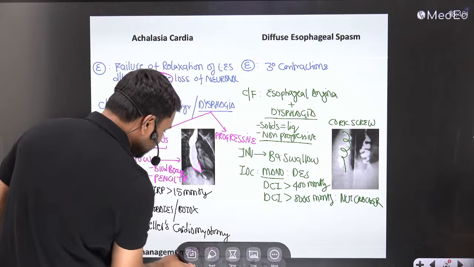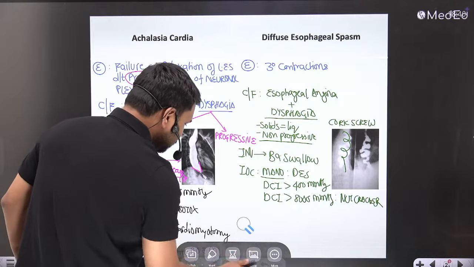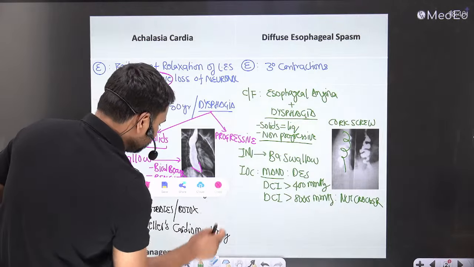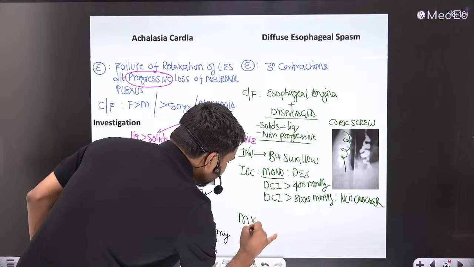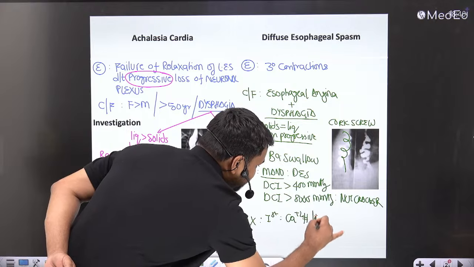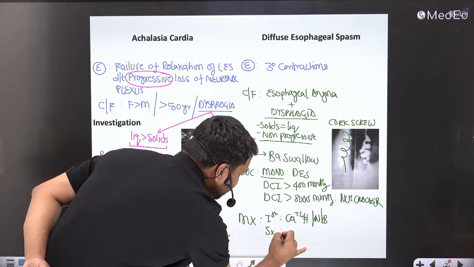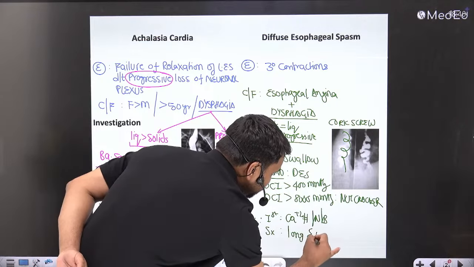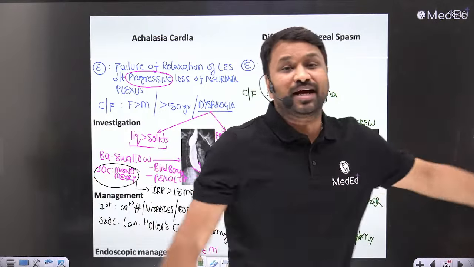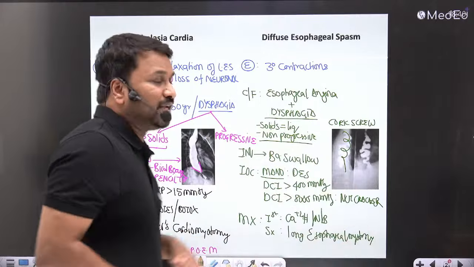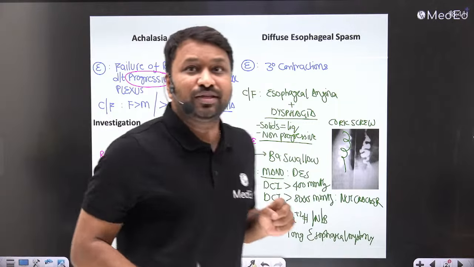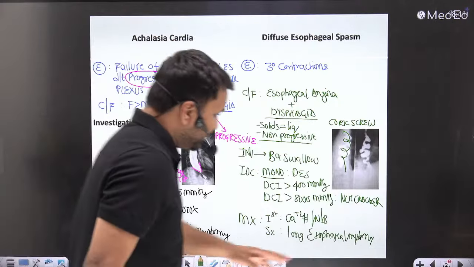Now, when it comes down to the management, initially you will try the first line conservative management, that is your calcium channel blockers, nitrates, and Botox. But if it fails, the surgery that you will do is your long esophageal myotomy. This long esophageal myotomy starts all the way from the cricopharynx to the cardia of the stomach, and that's extensive. So this is the baseline data that you should know in terms of motility disorders of the esophagus, right? Moving down to the next one.